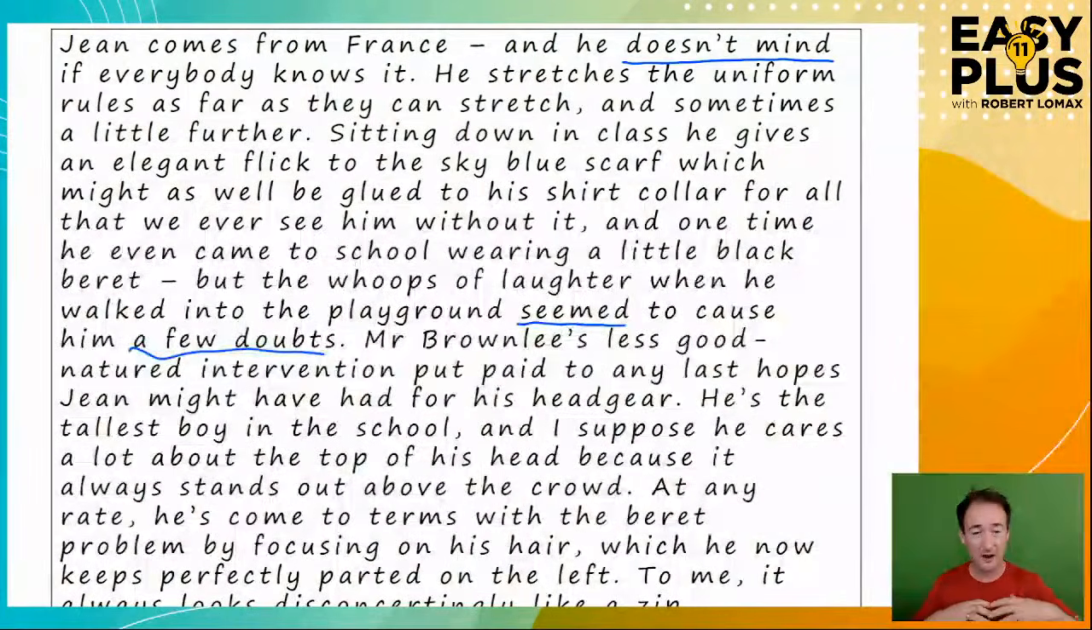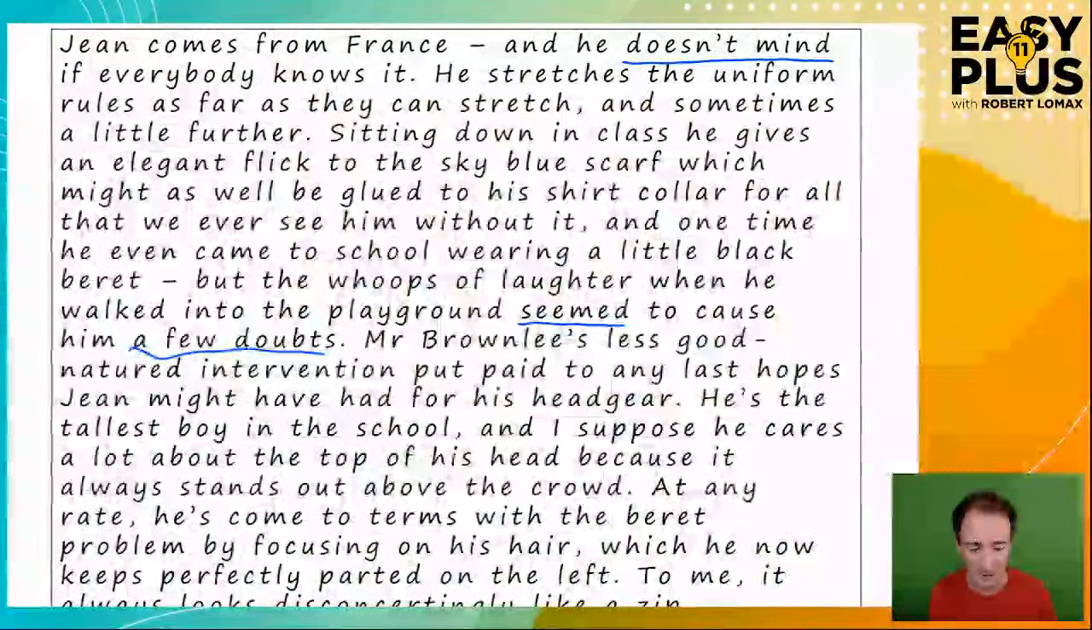So again, this is taking an idea, Mr. Brownlee said take it off, and it's playing with it a little bit humorously. His less good-natured intervention, well, the children weren't good-natured, they were laughing at him very loudly, so we can imagine from this that Mr. Brownlee got really, really angry.